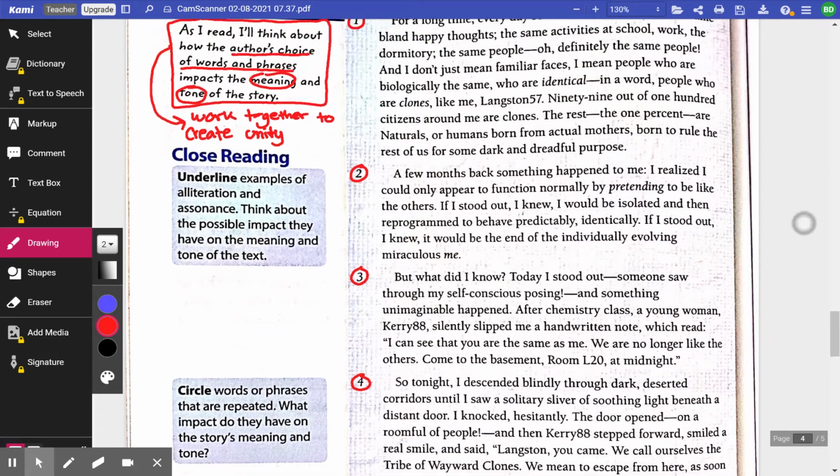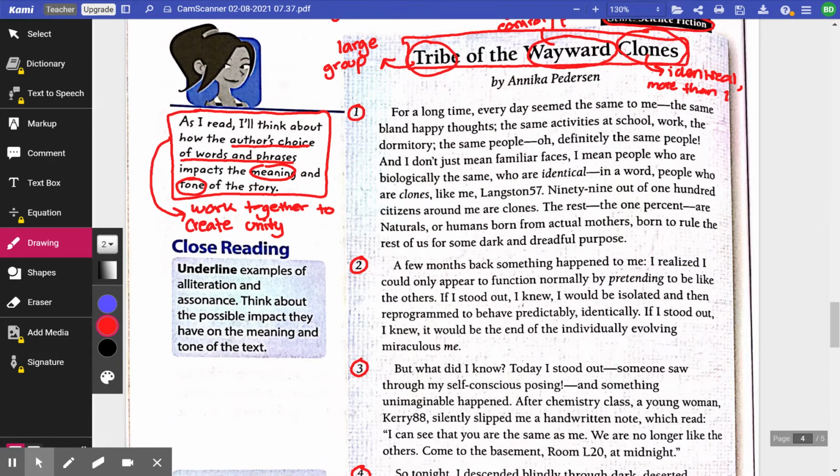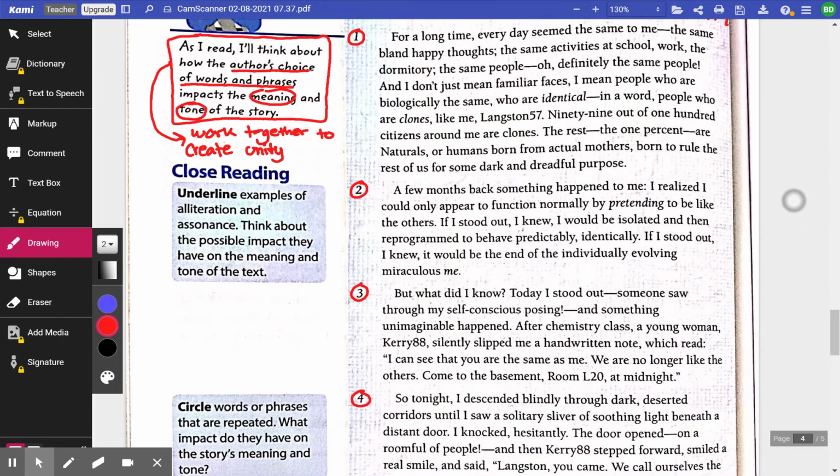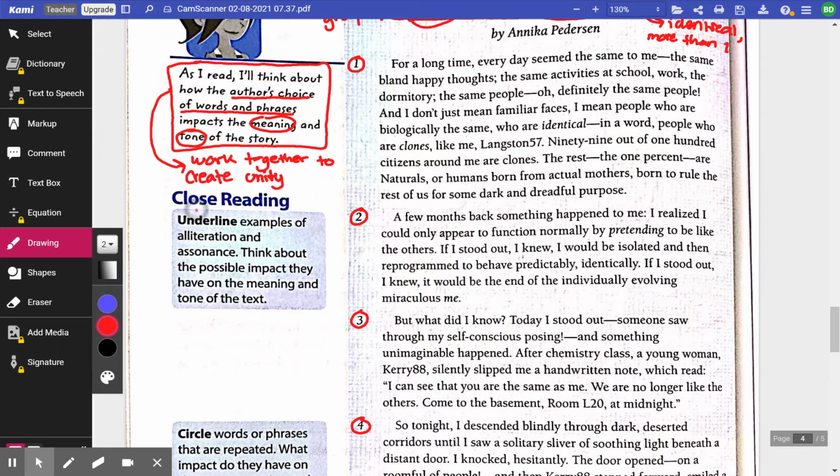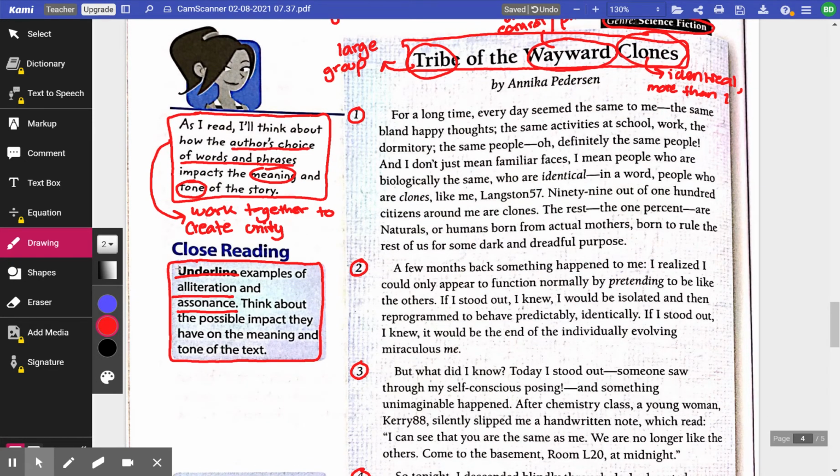Okay, so that's our science fiction story. That is the Tribe of Wayward Clones. So now that we have read it once, we're going to do our close reading box that's over to the side. We're going to do the first one first, and then we'll come back and get the other one. Our first close reading box tells us to underline examples of alliteration and assonance in the text. And as we do that, we have to think about the possible impact they have on the meaning and tone of the text. So we know that we're looking for alliteration.